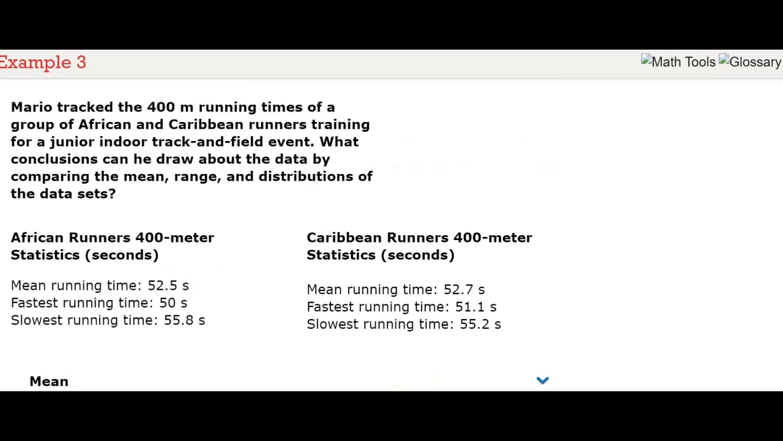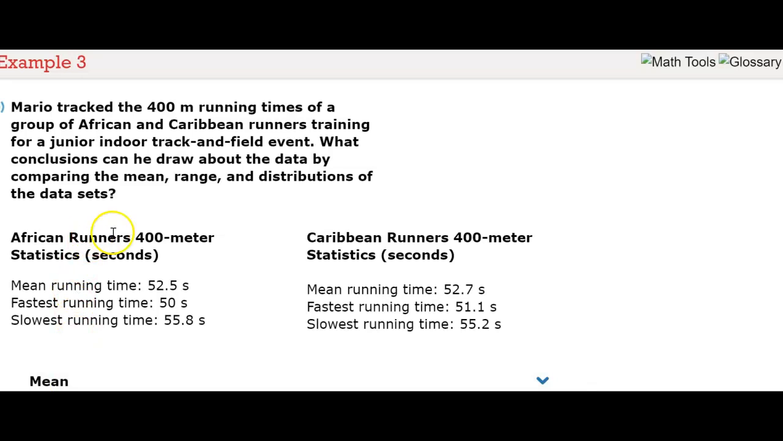Mario tracked the 400 meters running times of a group of African and Caribbean runners training for a junior indoor track and field event. What conclusions can he draw about the data by comparing the mean, range, and distributions of the data sets?